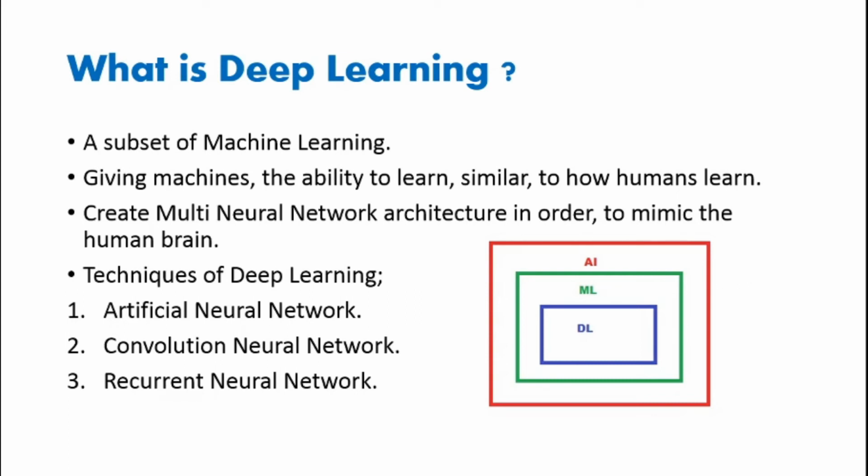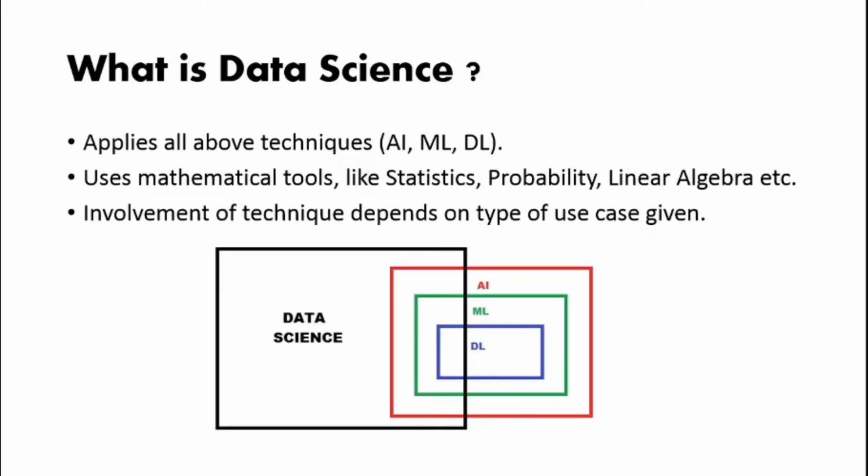For data that's present in numeric values, we will use ANN, right? For data that's present in the form of images, we'll use CNN, and for data in the form of time series, we'll go for RNN, right? Now, data science applies all these techniques: AI, machine learning, deep learning.